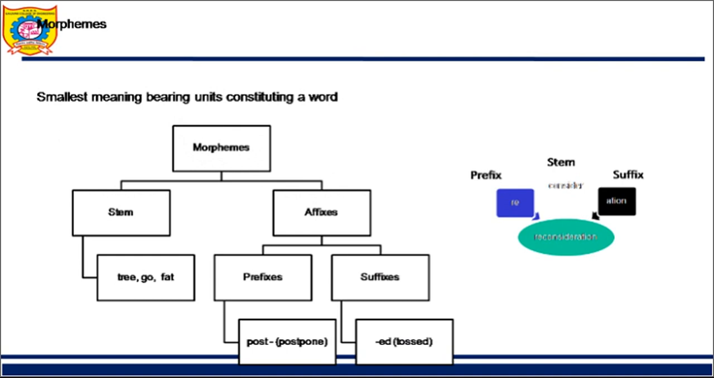So what do you mean by morphemes? Morphemes are nothing but the smallest meaning-bearing units constituting a word. These are the smallest meaning-bearing units. They are the smallest units, but they have meaning also. They come together and they form a word. So what we are going to do is divide it, since a morpheme has a stem word and affixes. Stem is nothing but the root word.